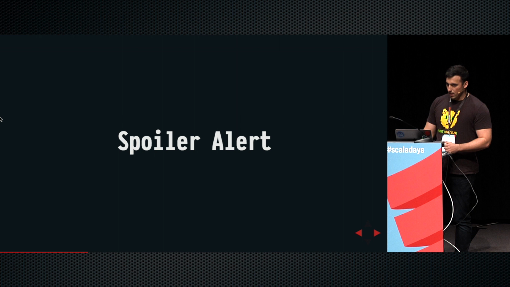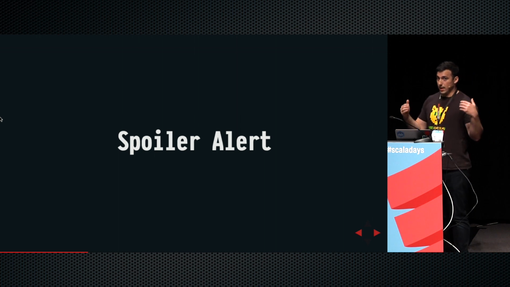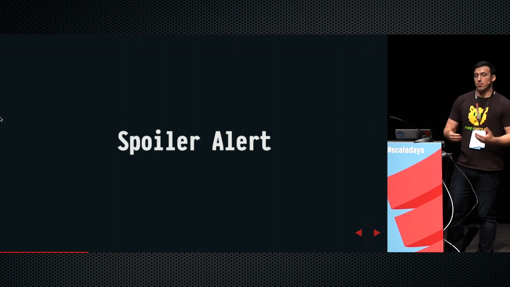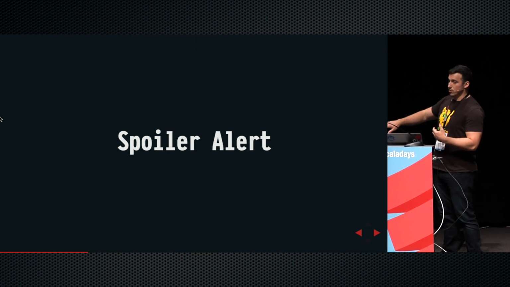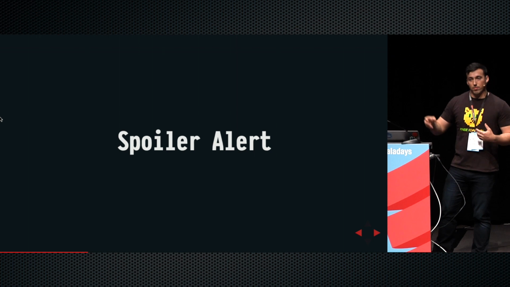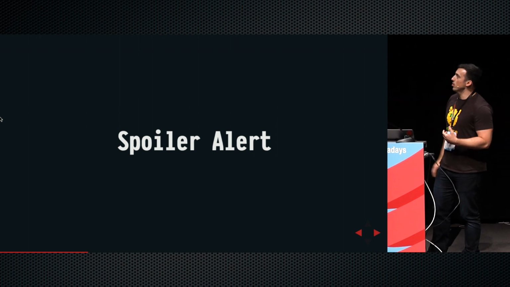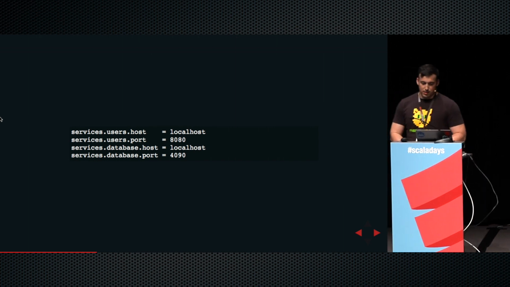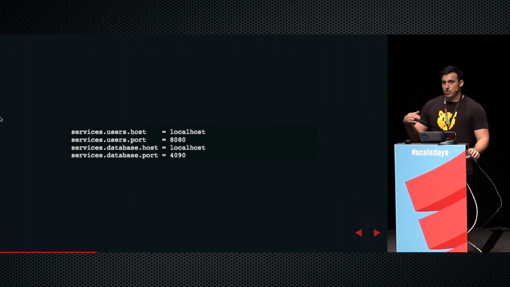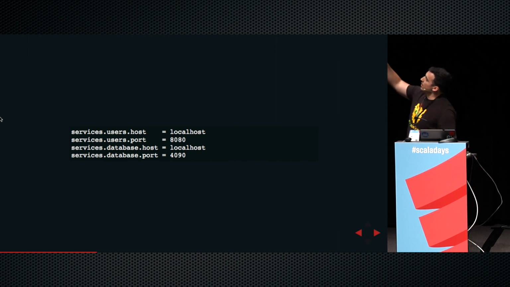So, little spoiler alert, we're going to look at some configuration and some examples using case classy before we actually dive into building a solution. So you're going to get to see what you can do before we actually go through the motions of doing it. So here's a sample config. It's extremely simple. We have two service backends that we'd like to communicate with. We have a user's service and then a database that we need to communicate with. And both have a host and a port.